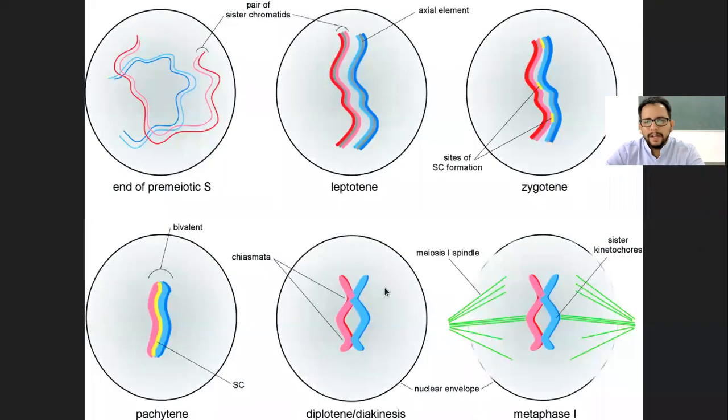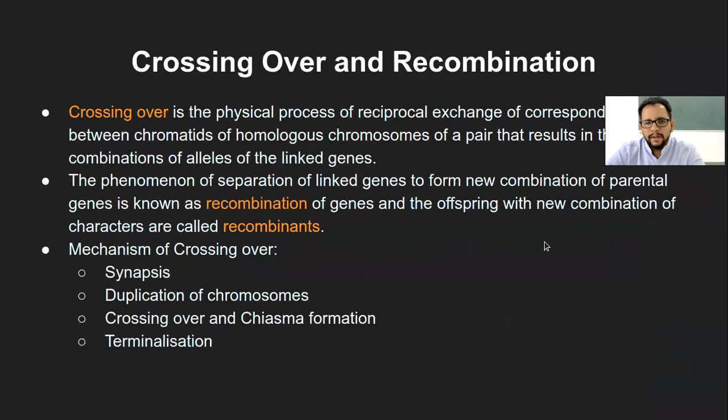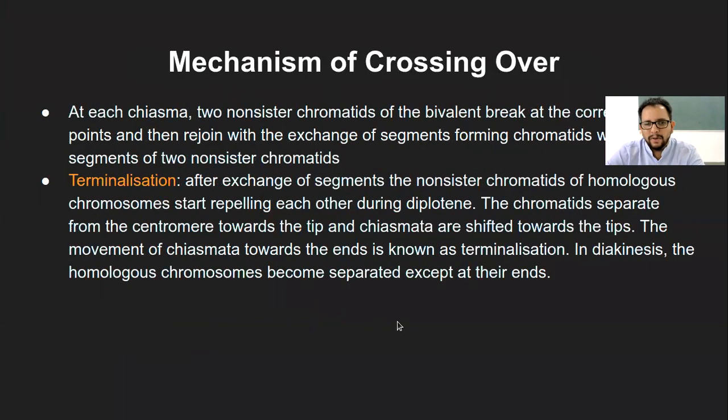In the last class, we looked at what crossing over is, the mechanism of crossing over, specifically with respect to these four steps. Synapsis, where chromosomes come together; duplication of chromosomes, where it becomes a tetrad; then crossing over, which is the synaptonemal complex coming into place and causing the formation of chiasma; and finally terminalization, where this complex moves towards the end and the crossing over is completed. So that is the whole mechanism of crossing over.